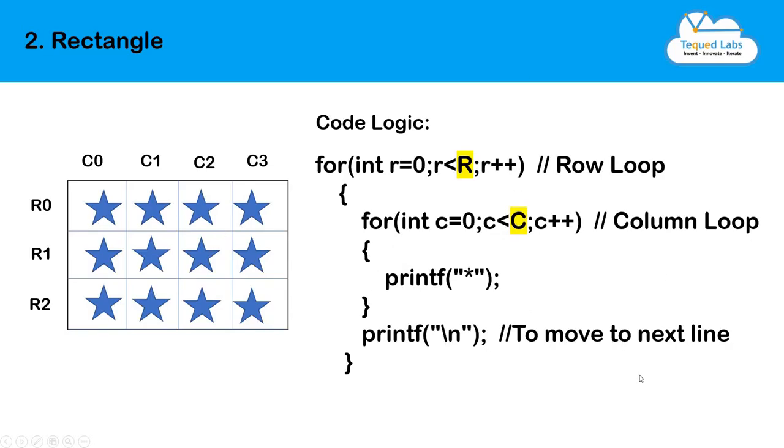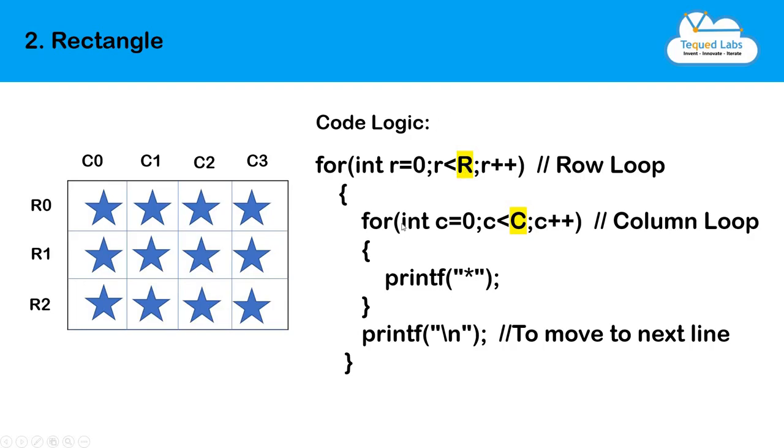This is going to be the logic to print the rectangle. So the outermost row loop should run from R0 to R2 here, because the input is equal to 3. So when we start from 0, it should go all the way up to 3, but not equal to 3. So as you can see here, it is less than R. R is 3 here. So R goes from 0, 1, 2.